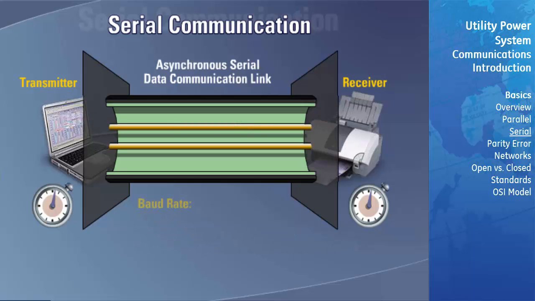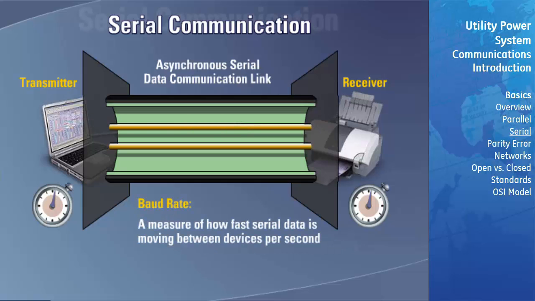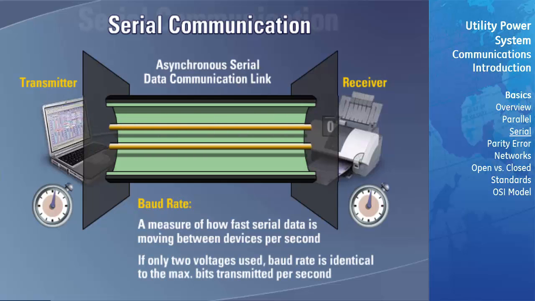Baud rate is a measure of how fast serial data is moving between devices per second. If only 2 voltages are used to transfer the bits between the devices, the baud rate is identical to the maximum number of bits of information that are transmitted per second.